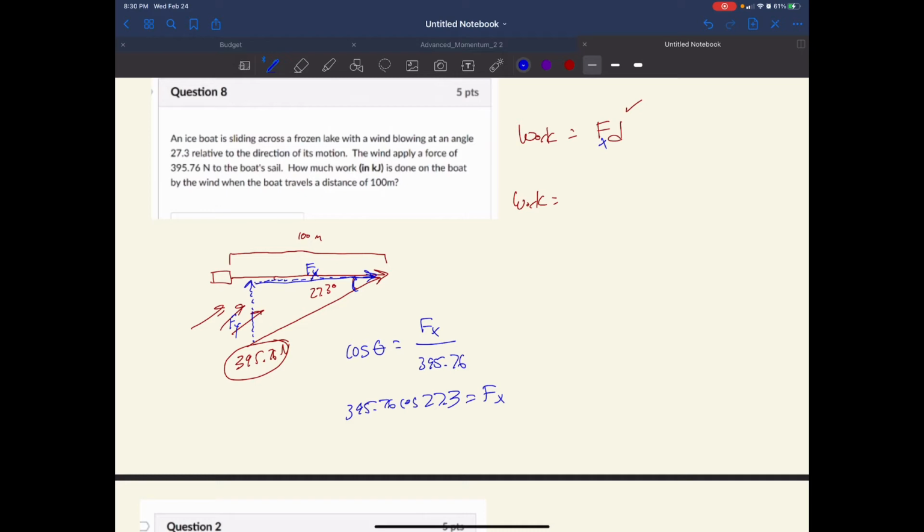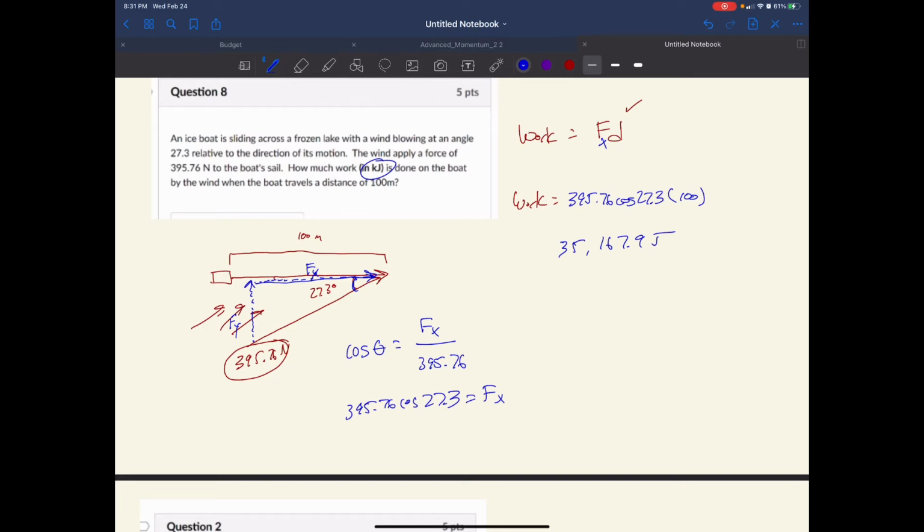So now jump back up to here. Work is 395.76 cos 27.3 times d, and our d is just 100. So now if you plug this in, I'm trying to find out what my calculation was. There it is. If you plug this in, the calculator is going to give you an answer that's going to say like 35,167.9 joules.